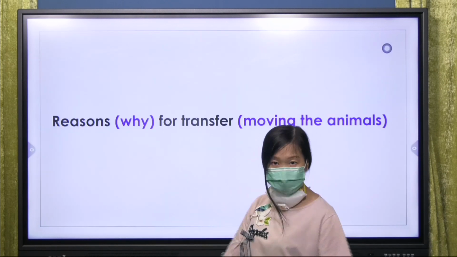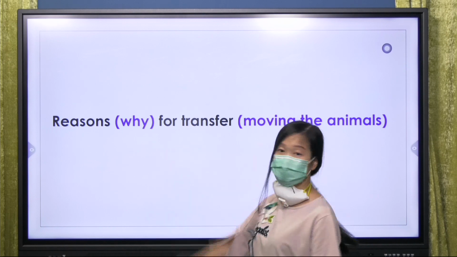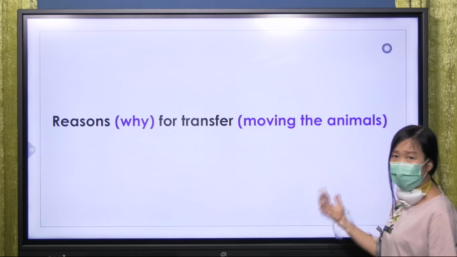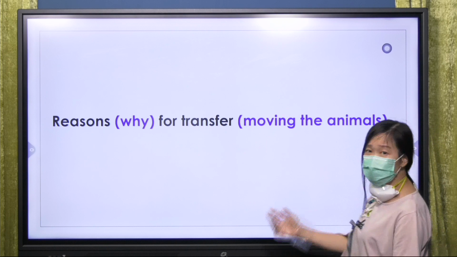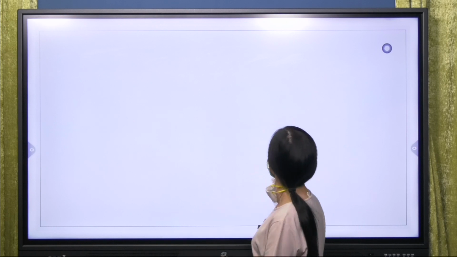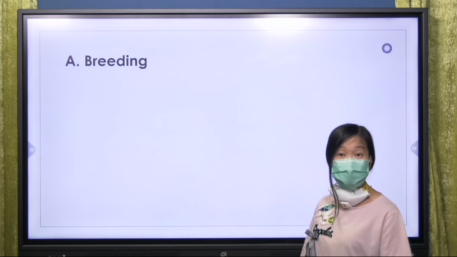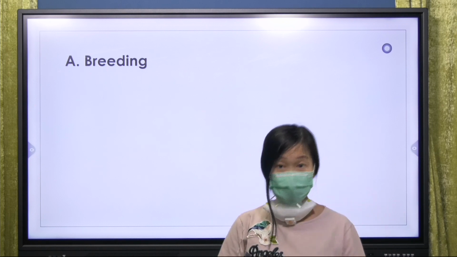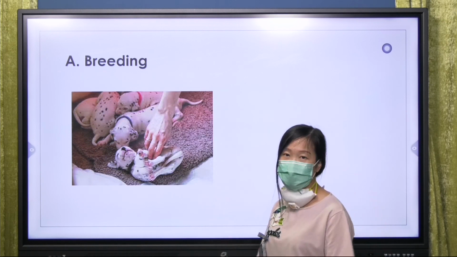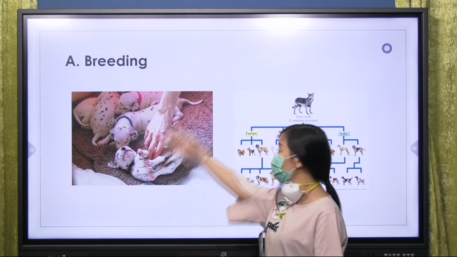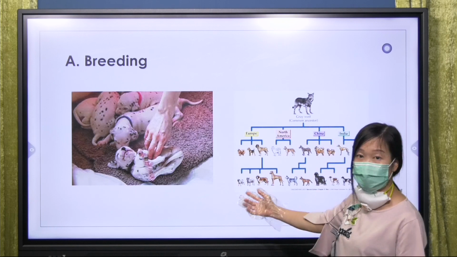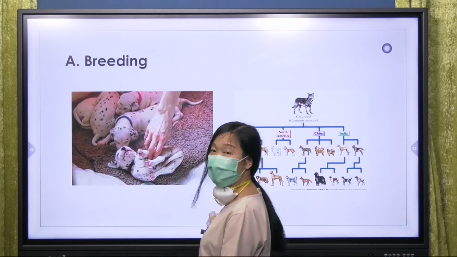And here we go. Look at some more about the exercise. So reasons for transfer, why they move the animal to a park or to a zoo. We need to write down A, B, C, D, E. So why they move the animals for transfer. Number 8 is breeding. If you don't know the word breeding, I'm going to tell you now. Breeding is to make some more baby animals. Breeding. Look at this. Oh, one dog will become many. Breeding to make more baby dogs, baby animals. Breeding. Reason A.